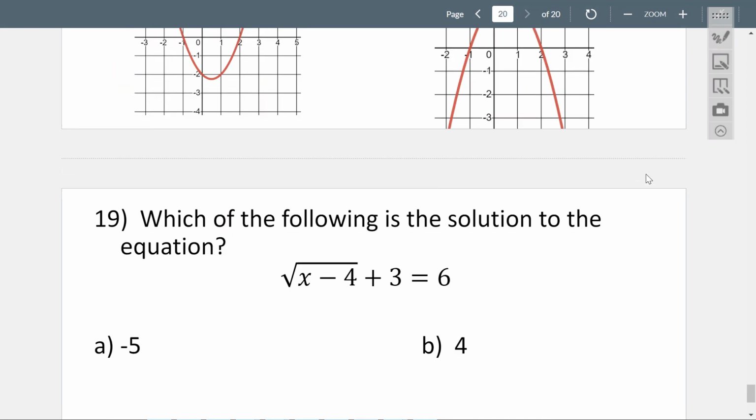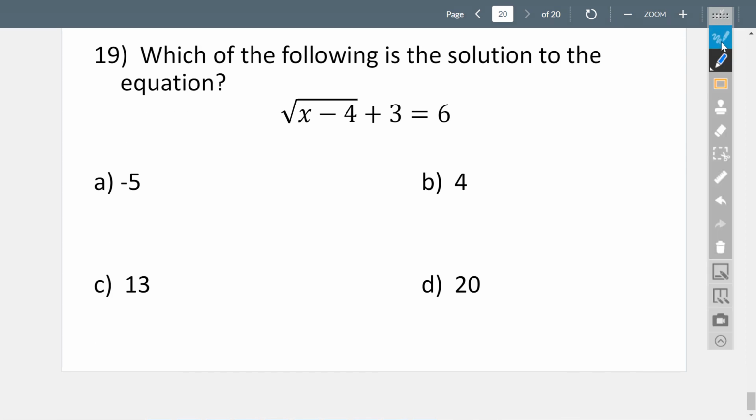And that's all of, oh, nope, we got one more problem. Number 19, which of the following is the solution to the equation square root of x minus 4 plus 3 equals 6? We could solve this one, but since it's multiple choice, we can just check these by plugging in. Okay, so we take A and we plug in negative 5. That gives us negative 9, which we can't do, because it's not going to give us a solution. We need a positive under the radical, so it's not A.